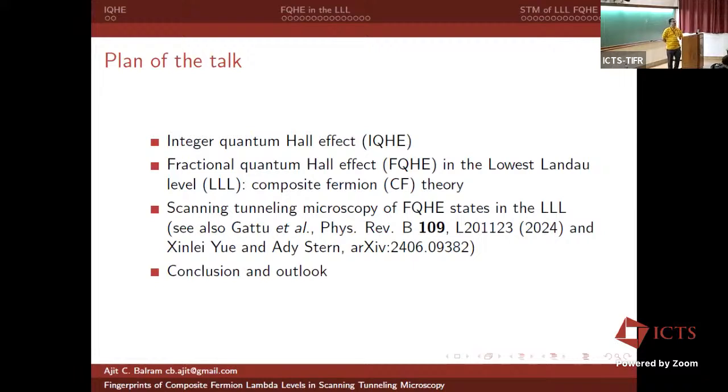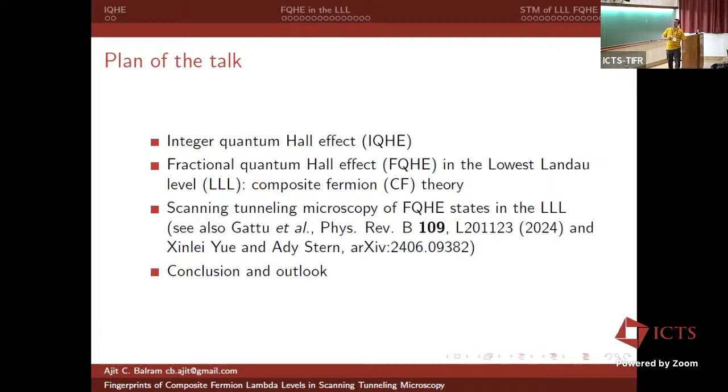Okay, so the plan of the talk is as follows. I'm going to give a very quick introduction to the quantum Hall effects, a quick introduction to integer and fractional quantum Hall effect. And I'm particularly going to focus on the fractional quantum Hall effect in the lowest Landau level, which I'll show can be explained using what is called the composite fermion theory. And then I'll come to the main part of the talk, which is discussion of the scanning tunneling microscopy of FQHE states in the lowest Landau level.